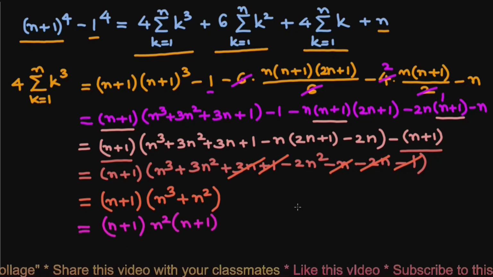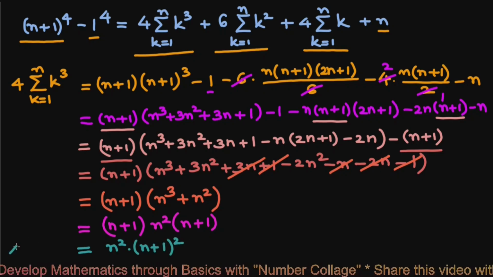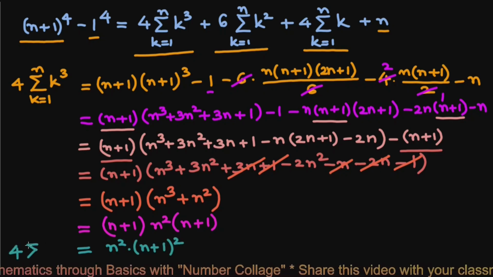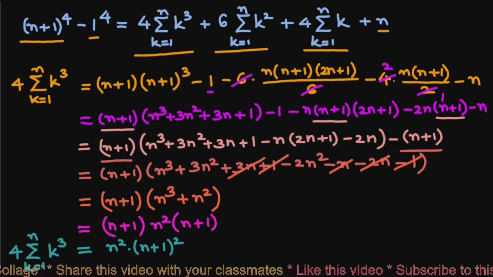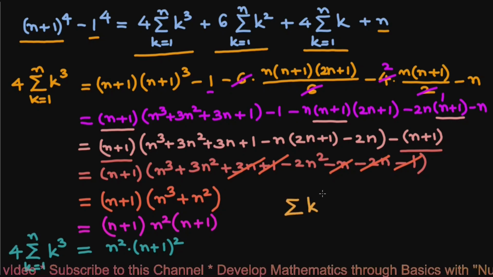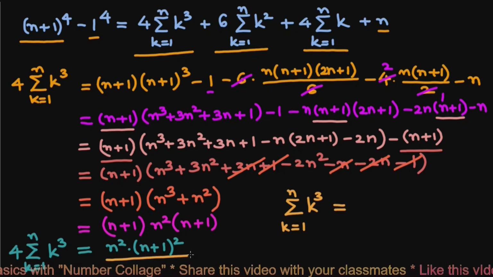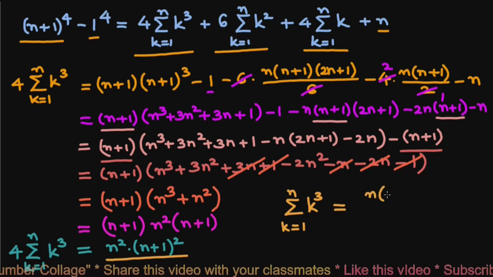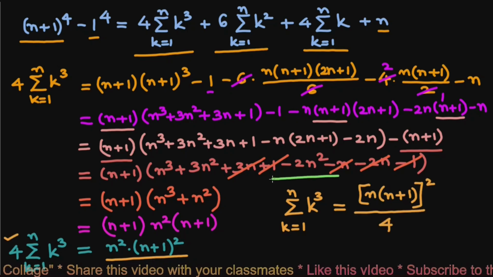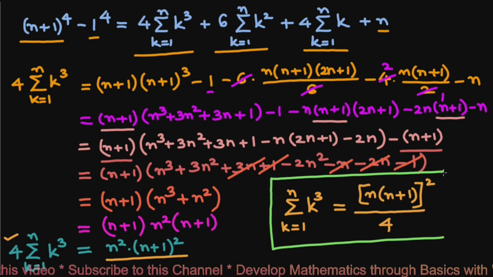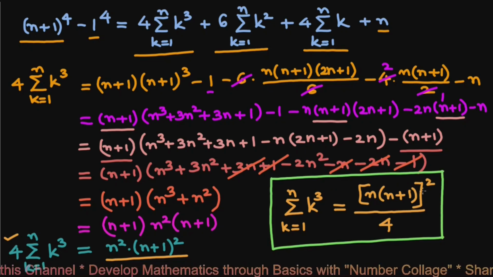So that will be n square into (n+1) whole square, and this is equal to 4 summation k cube, where k runs from 1 to n. So finally we get summation k cube where k runs from 1 to n equals, this we can write as n into (n+1) whole square upon this 4. So this will be the sum of cubes of the first n natural numbers, which is n into (n+1) whole square upon 4.